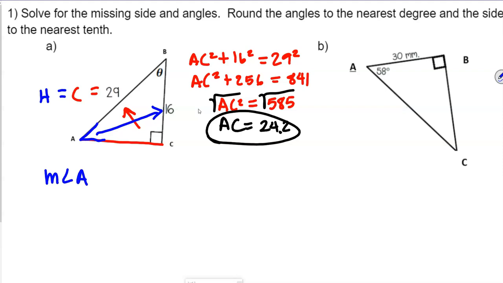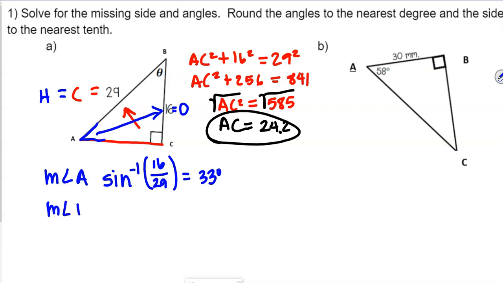By using an inverse. Remember, if we're trying to find an angle, we use inverses, okay? So what ratio uses opposite and hypotenuse? That's sine, right? So we're going to do the sine to the -1 of the opposite, which is 16. Remember, hypotenuse always goes in the denominator, okay? So you put that in the calculator and you get, for the measure of angle A, 33 degrees, right? Now, to find the measure of angle B, you should know that these two angles added together have to equal what? 90, right? So for this one, we can just go 90 minus 33, and that's equal to 57 degrees.